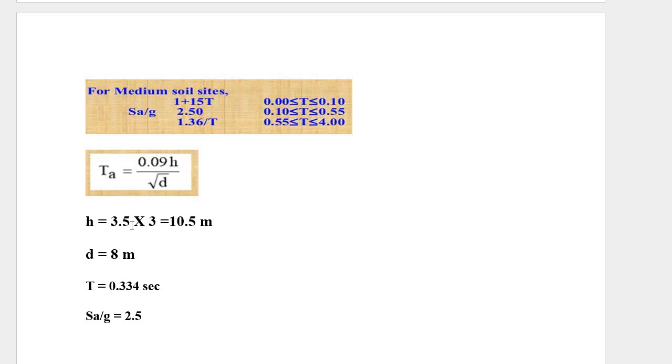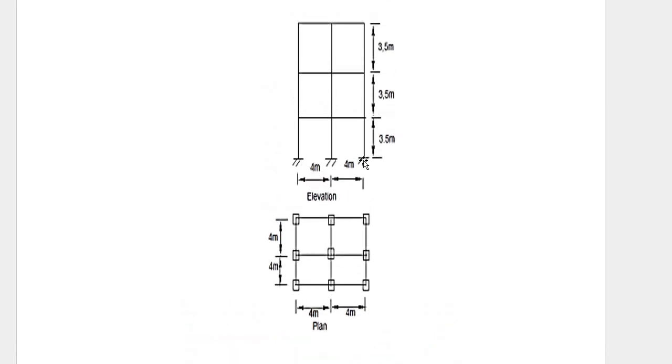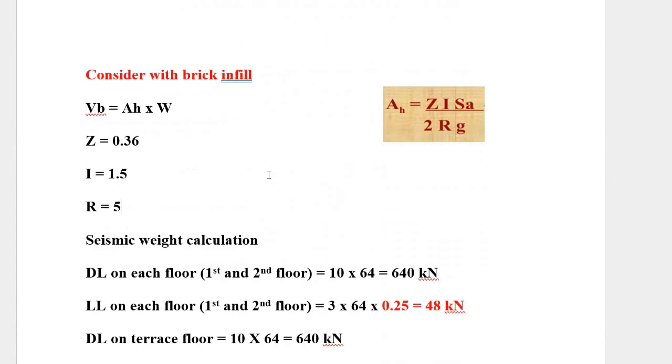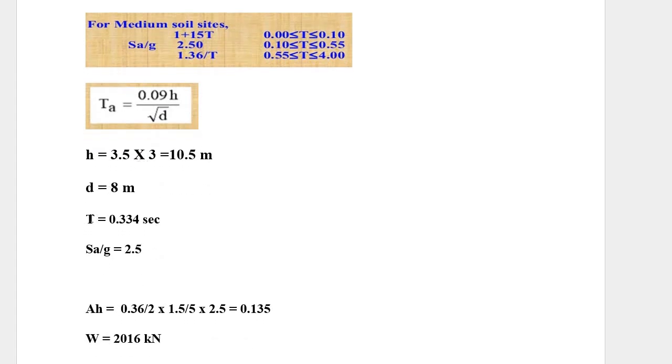You should add each story height 3.5 plus 3.5, or you can multiply by 3 because all three story heights are the same, so I'm just multiplying with 3, so I will get 10.5. And d equals 8 means we should refer to the elevation. Here in the elevation they have given the base width as 4 meter plus 4 meter, so d equals 8 meter. H is known, D is known. Calculate T. T is 0.334 seconds.